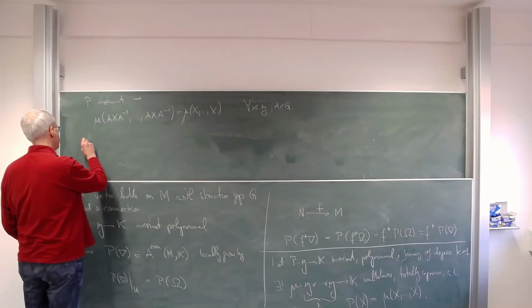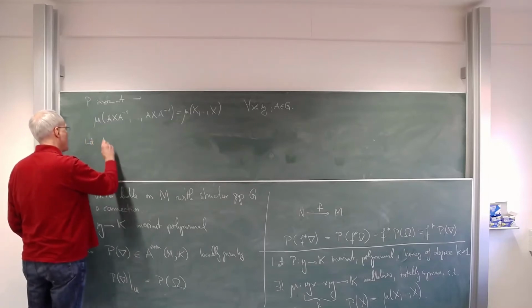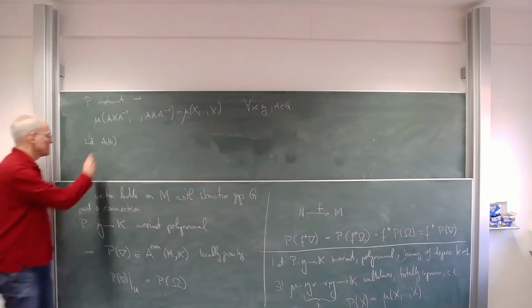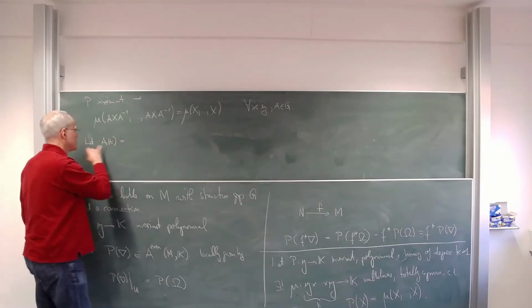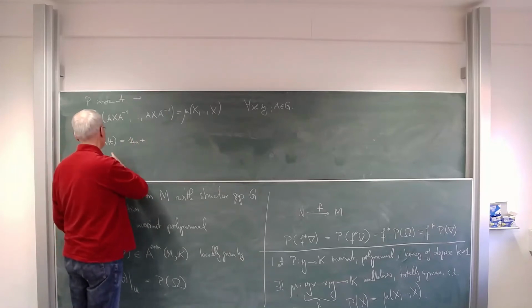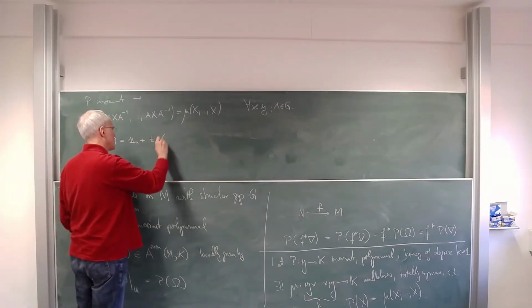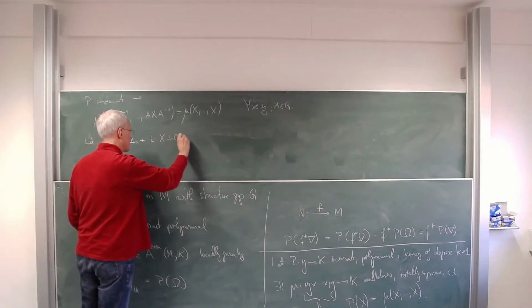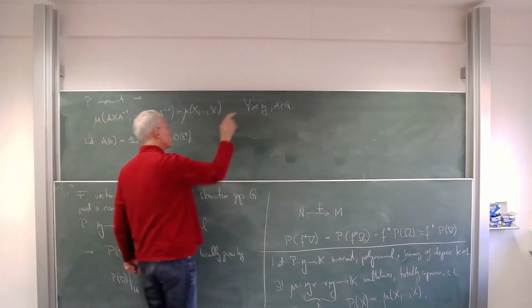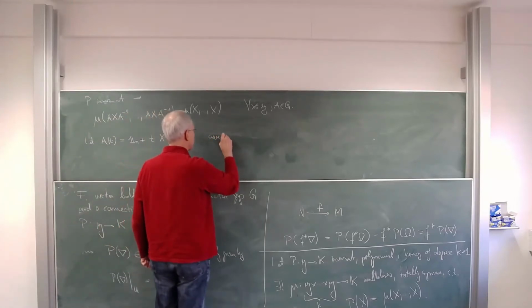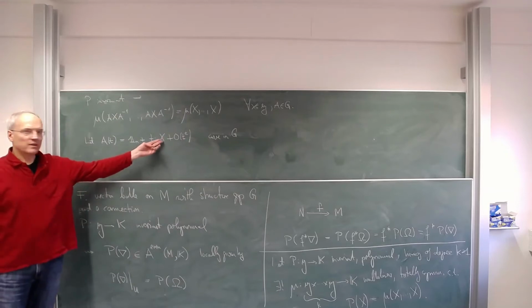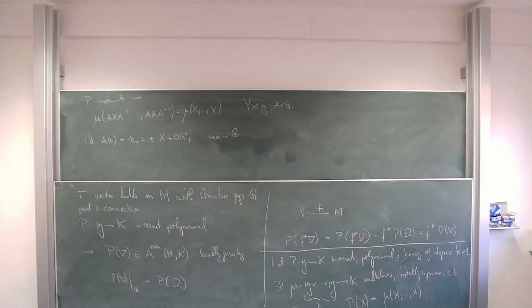So let a depend on some value t, a parameter t. So it should be a family through the identity, and then we have its derivative plus higher order terms. So that should be a curve in the group. And so then in particular x is an element of the Lie algebra, because that's the tangent space.